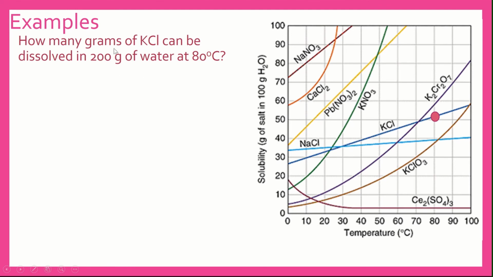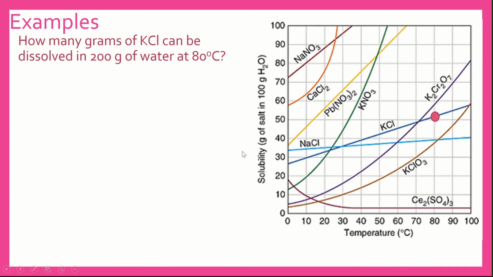How many grams of potassium chloride can be dissolved in 200 grams of water at 80 degrees? All right, so we find 80 degrees Celsius. There we are. We follow it up. It looks like it's just above 50. So we said 51, 52, 53, somewhere in that neighborhood.